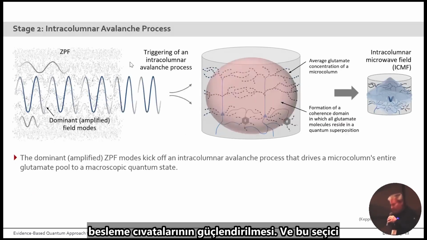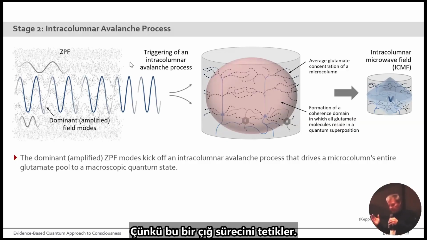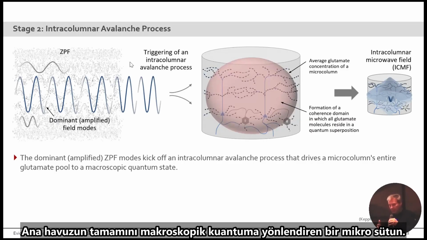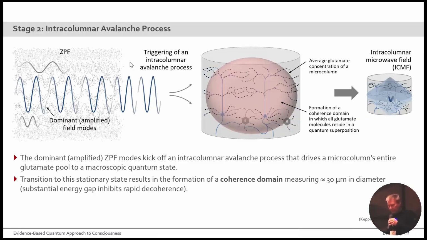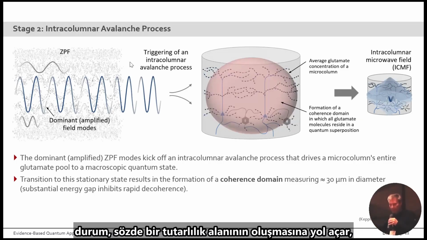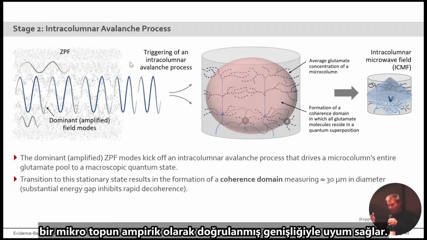And this selective amplification is now important for the second stage, because this triggers an avalanche process in a microcolumn that drives the entire glutamate pool to a macroscopic quantum state. And the transition to this stationary state results in the formation of a so-called coherence domain, which can now be calculated and amounts to 30 micrometers, which is in excellent agreement with the empirically verified width of a microcolumn.